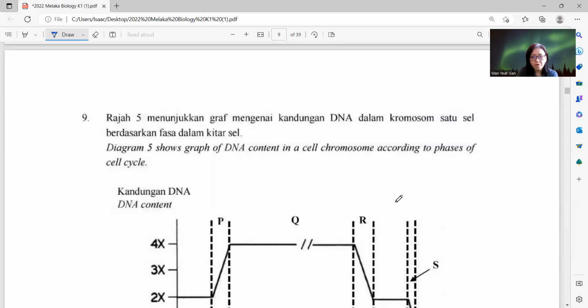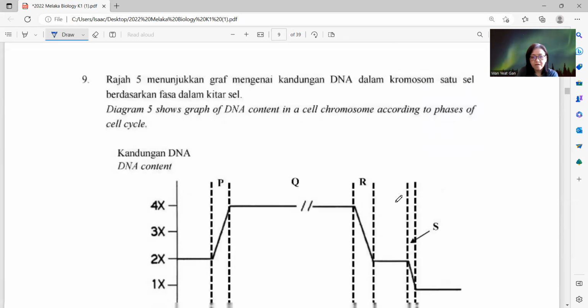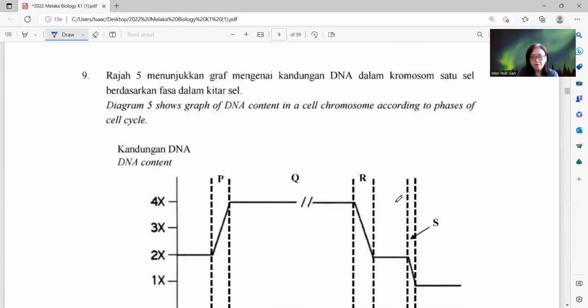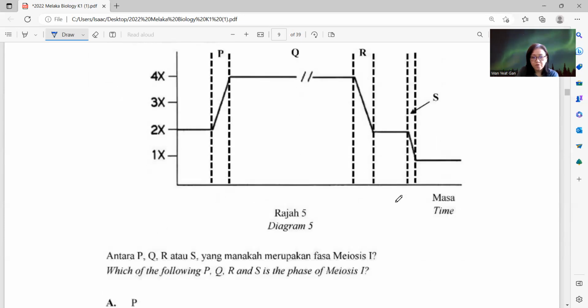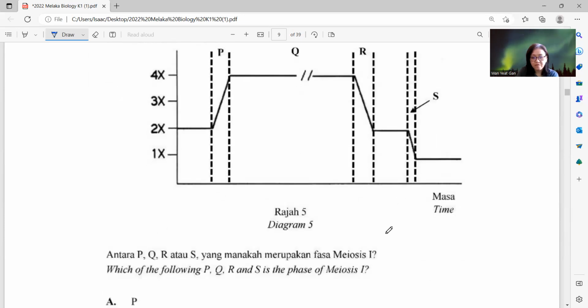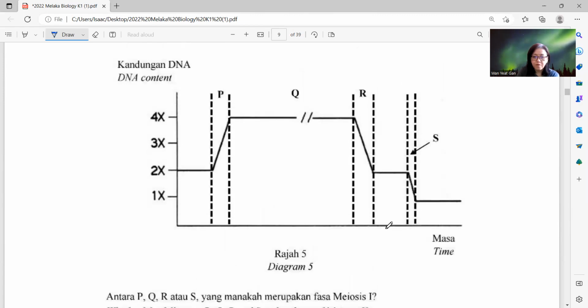Diagram 5 shows a graph of DNA content in the cell chromosome according to the phases of the cell cycle. Which of the following, P, Q, R, S, is the phase of meiosis 1? Here in P, you see that the DNA content has doubled. So that means this is during interphase, so the replication of DNA occurs.